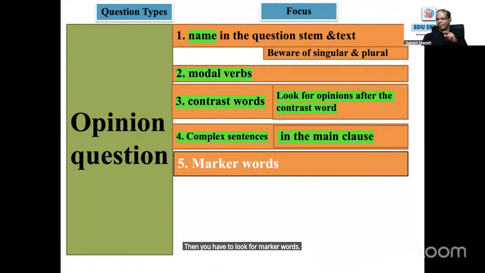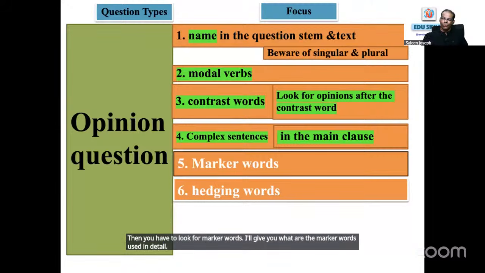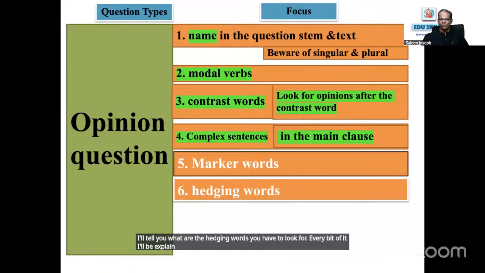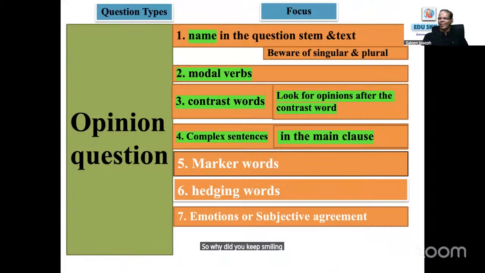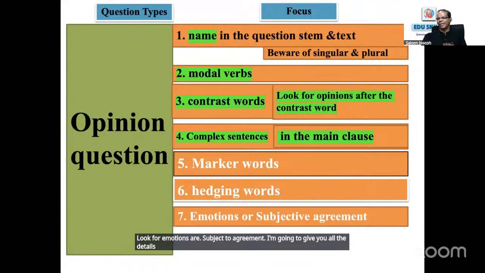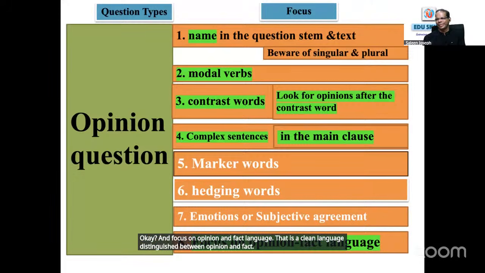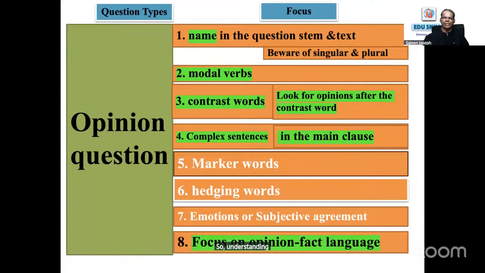I'll give you the marker words used, in detail. Look for hedging words in the question stem and answer options. I'll tell you what the hedging words are that you have to look for. Every bit of it I'll be explaining today, provided you keep smiling. Look for emotions or subjective agreement. I'm going to give you all the details: what are the emotion words you have to look for. And focus on opinion and fact language. There is a clear language that distinguishes between opinion and fact, so understand the opinion and fact language.